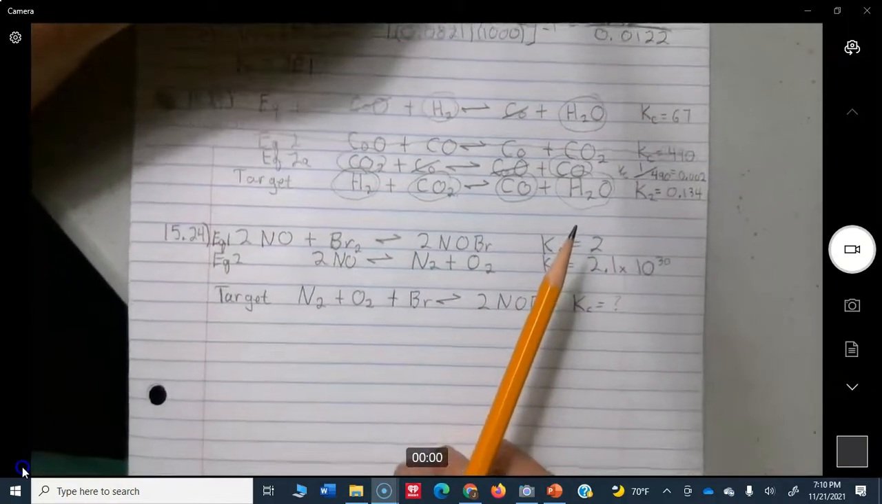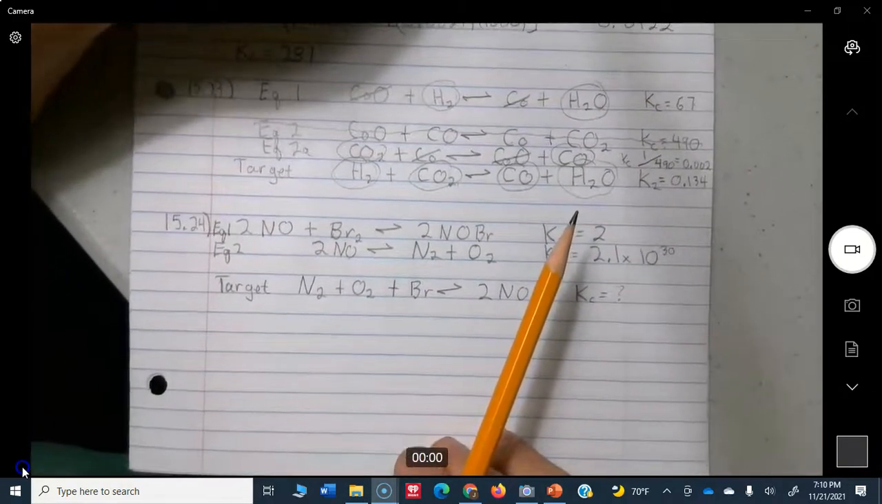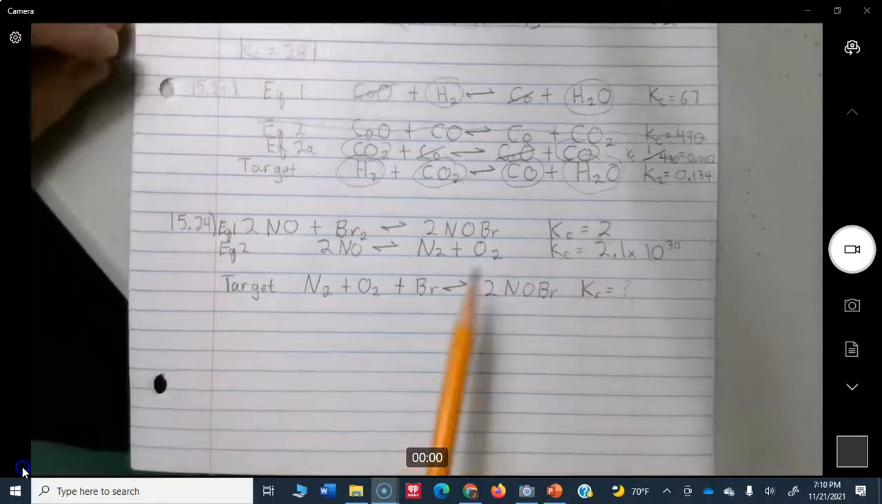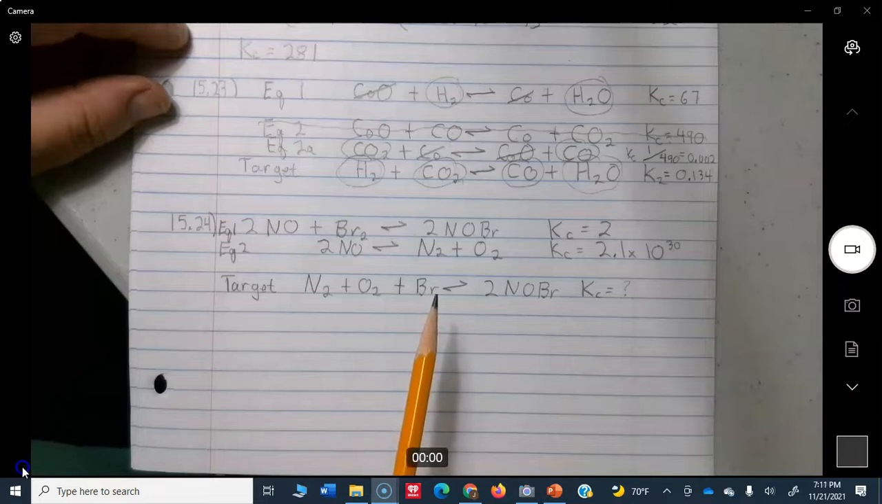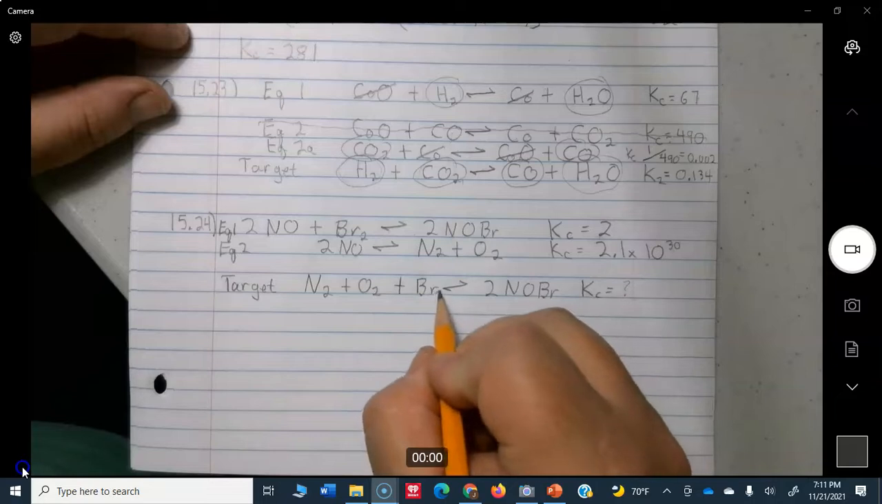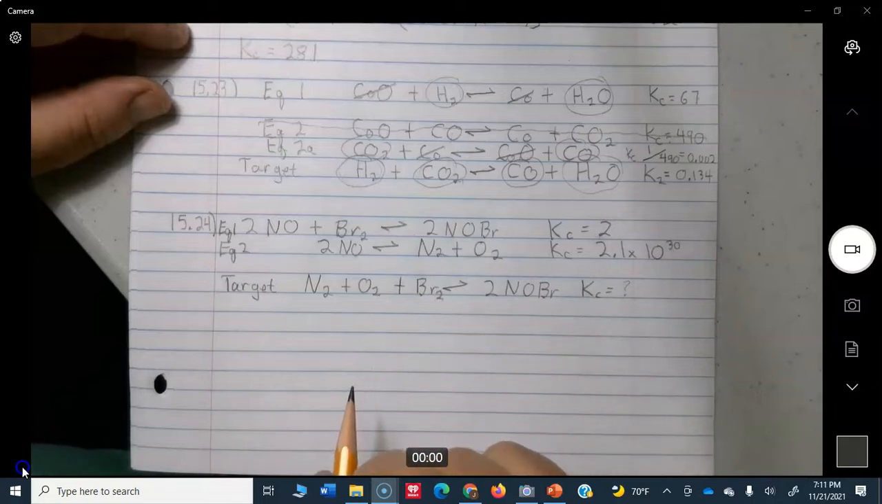Okay, so first thing we're going to do is see what we can do here. So we have a Br. Be sure I copied this. Always check your numbers. And this should have been a Br2. So it's N2O2Br2 and 2NOBr.